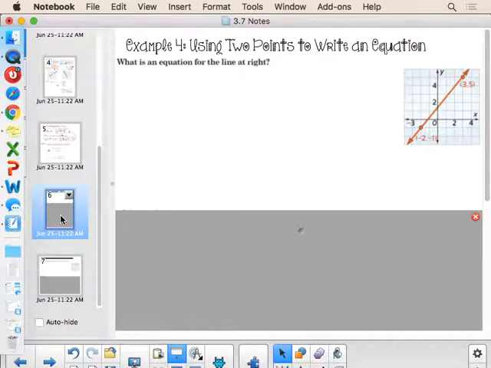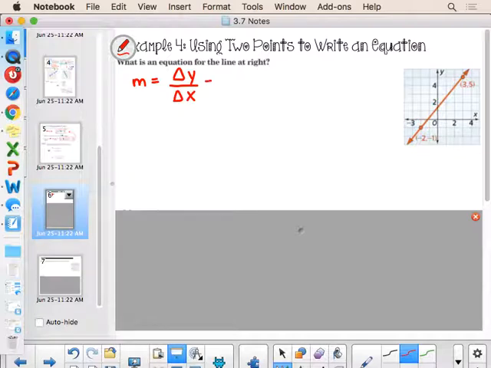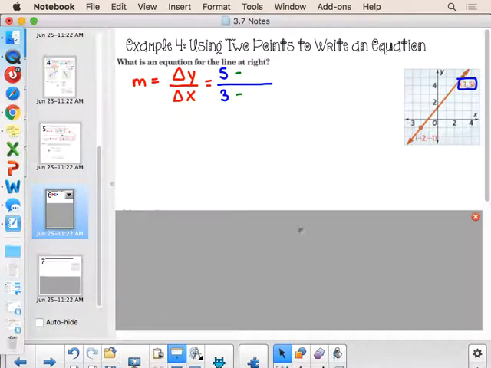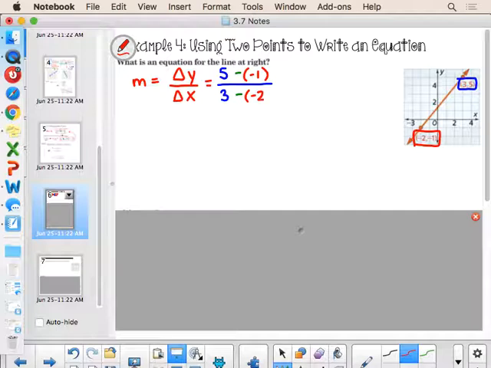Alright, notice that I've been given 2 coordinates. When writing the equation of a line, it's most helpful to first identify the slope. The slope here, once again, is going to be the change in y divided by the change in x. I'm going to use the coordinate (3, 5) as my first coordinate. So I'm going to place 5 in the top because it's my y value, and 3 in the bottom because it's my x value. And I'm going to subtract the second coordinate, (-2, -1). So -1 is going to go in the top, and -2 I'm going to place in the bottom.